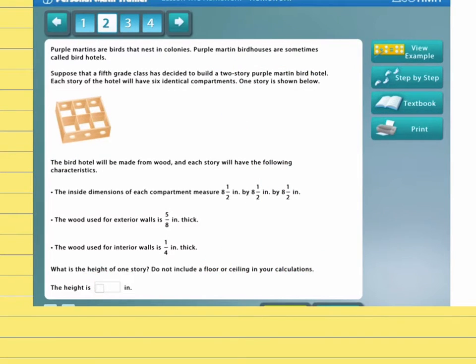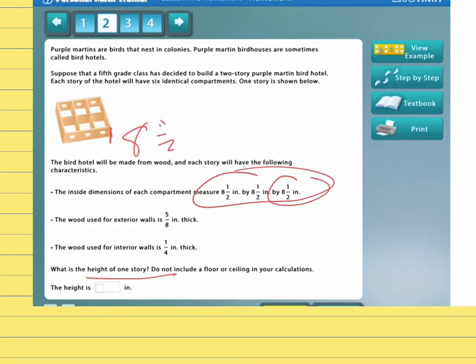Alright, so exact same problem. The only difference is they've changed the dimensions of each compartment to 8.5 by 8.5. And they're asking us, what is the height of one story? Well, the height of one story is 8.5. So each story should be 8.5. So we really don't have to do any math on this problem. We don't have to calculate anything. We just have to read the dimension as 8.5 by 8.5 by 8.5. So the height should be 8.5. If for some reason that's not right, go ahead and look at the step-by-step or view example, and that will help you.